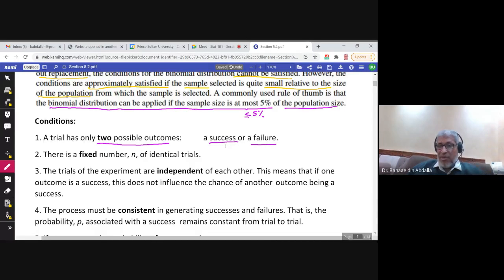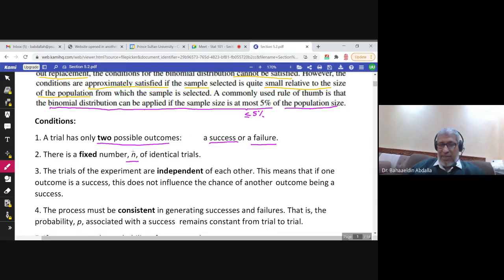Who will determine the success and the failure? For example, when you toss a coin, which one is success, which one is failure, head or tail? Well, this will appear in the question. For example, if I ask, toss a coin 10 times, what is the probability of obtaining 3 heads? I'm asking about heads, so in this case, heads will be the success. Whatever the question asks about would be the success, and the other one would be the failure.